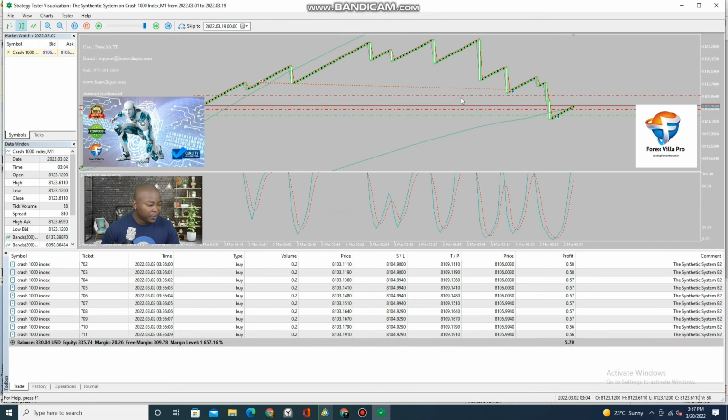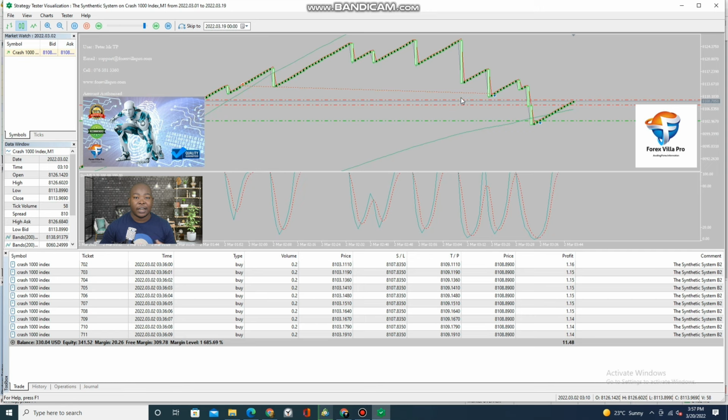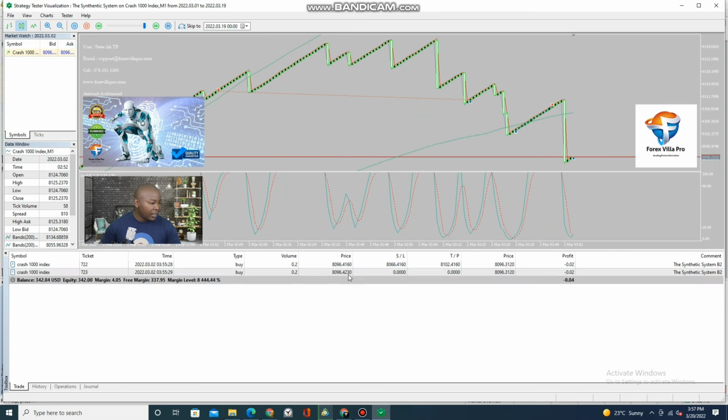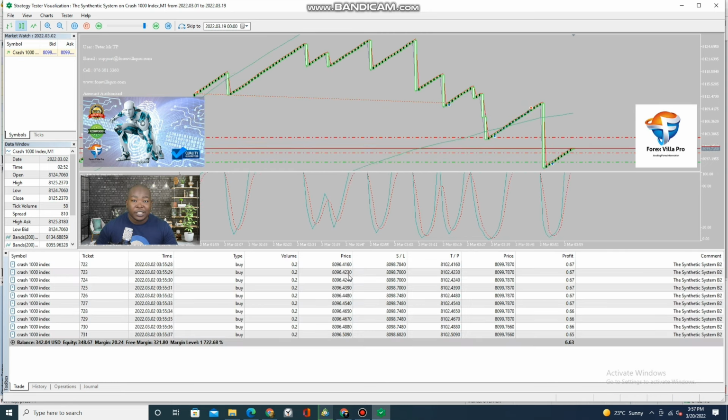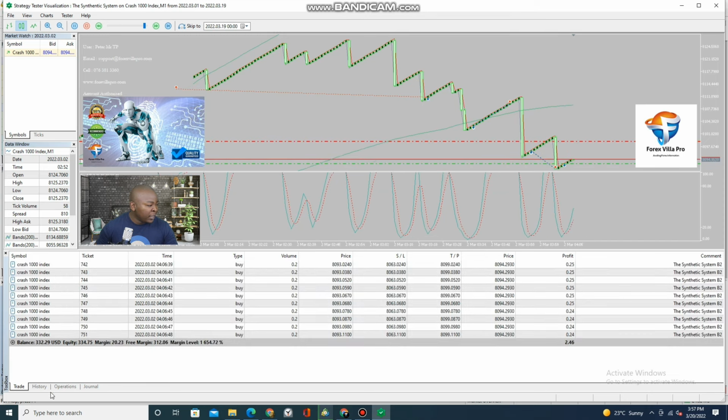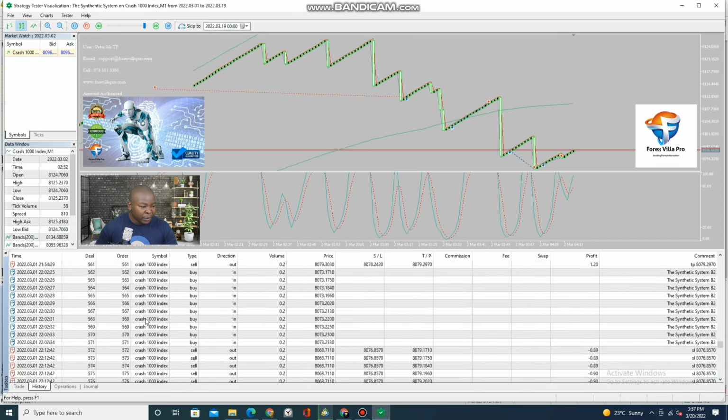Yo guys, again, welcome back. As I said, I wanted to show you the PDF, man. We're still trading Crash in the strategy tester, and look at that. Let's just recap on the history right here.